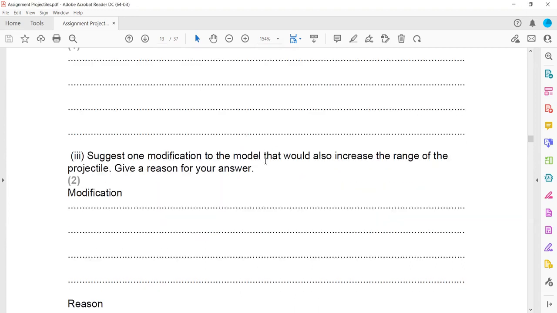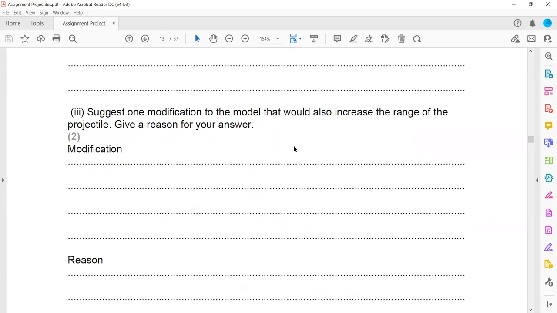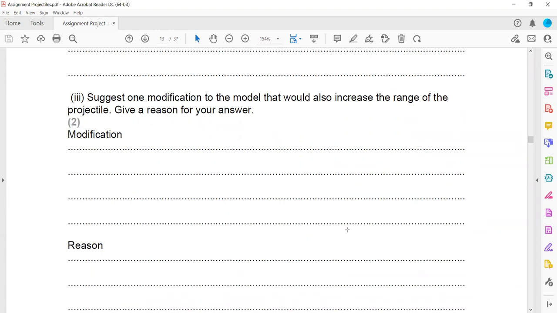Then suggest one modification to the model that would increase the range and give a reason, like how we can modify this model to have a greater range. First we were using only one rubber band, so we should use two bands. When we use two bands, a greater amount of elastic strain energy is stored, so more kinetic energy, and the range will also increase. So we can double up the number of bands.